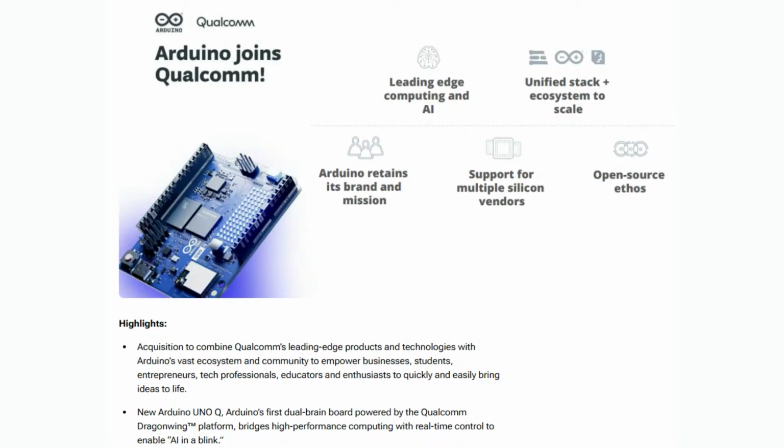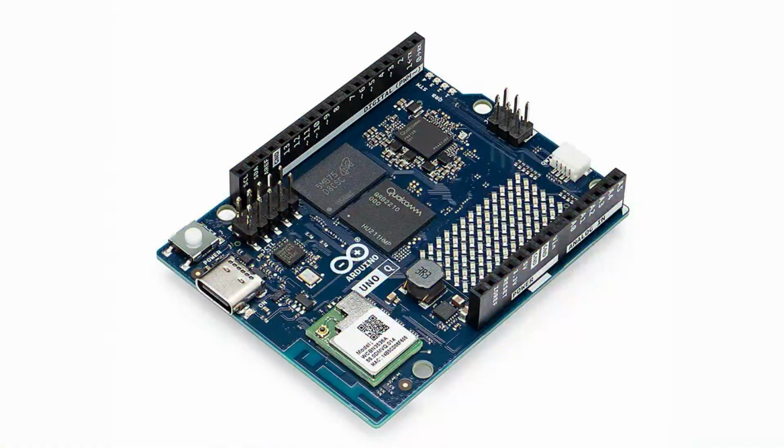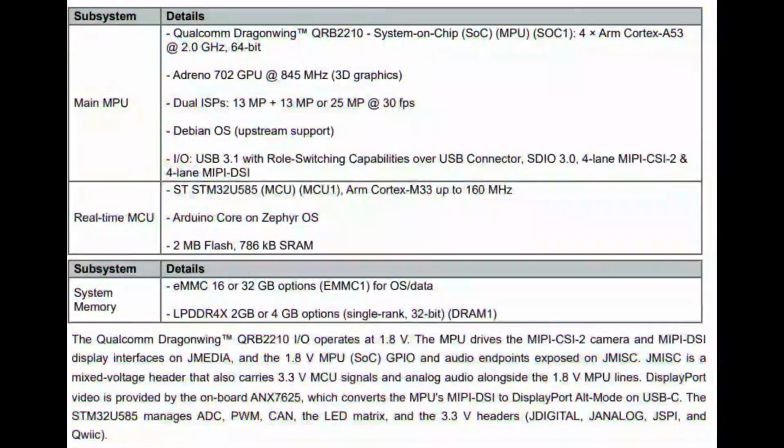Arduino is really good at getting beginners started. That's what they're famous for. Qualcomm is really famous for very powerful chips. And so this is their hybrid of that, where you have the Arduino core running on the STM32, and on the Qualcomm chip, you have mainline Debian Linux. So it's like standard Linux.